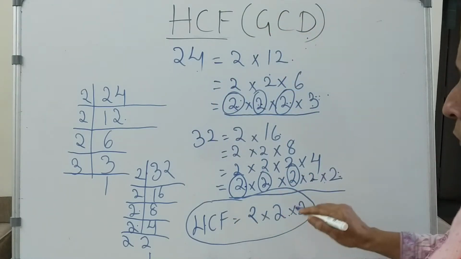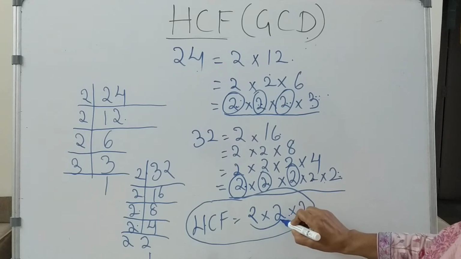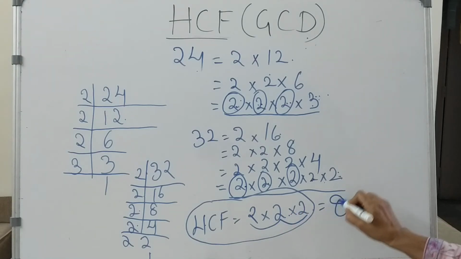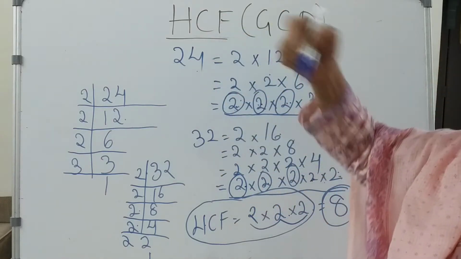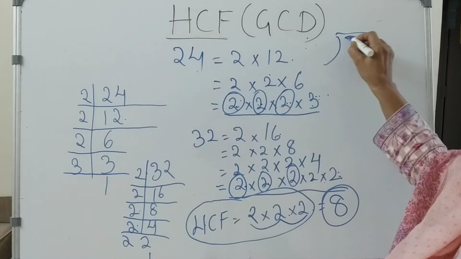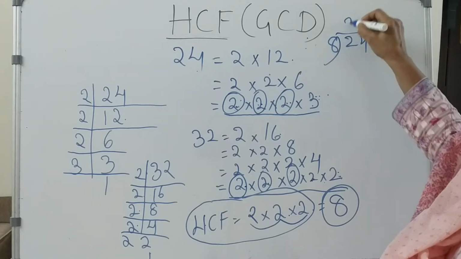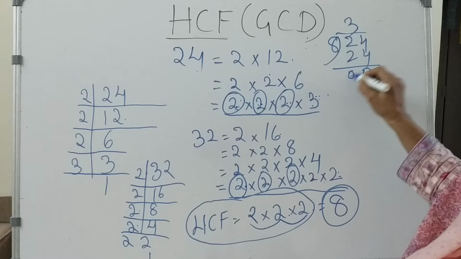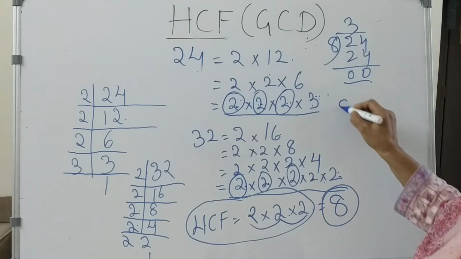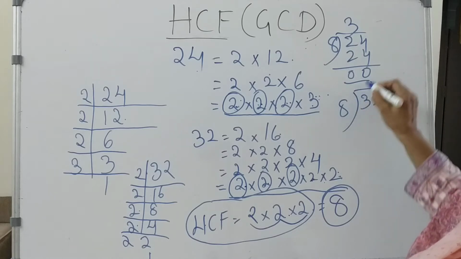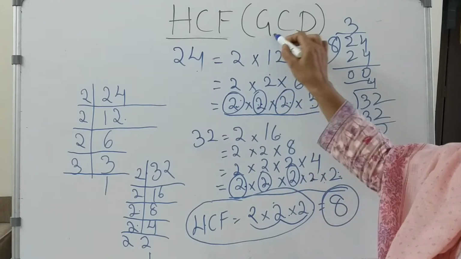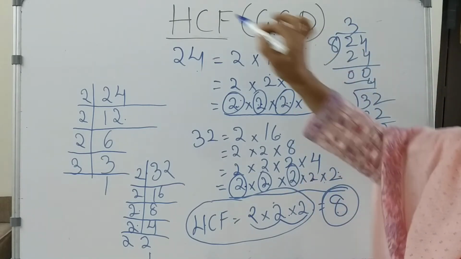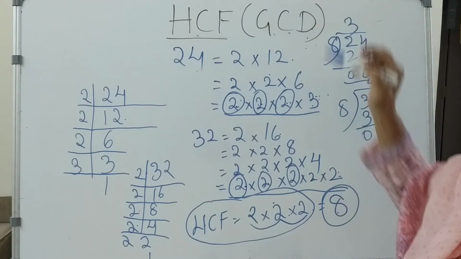So here you can multiply now. 2 into 2, 4. 4 2s are 8. So what is the HCF? 8 is the HCF. 8 is the highest common factor. It can divide both the numbers. 8 can divide 24. 8 3s are 24. The remainder is 0. Again 8 can divide 32. 8 4s are 32. So which is the highest divisor? Greatest common divisor, it is 8. Highest common factor, it is 8. It is the same thing.